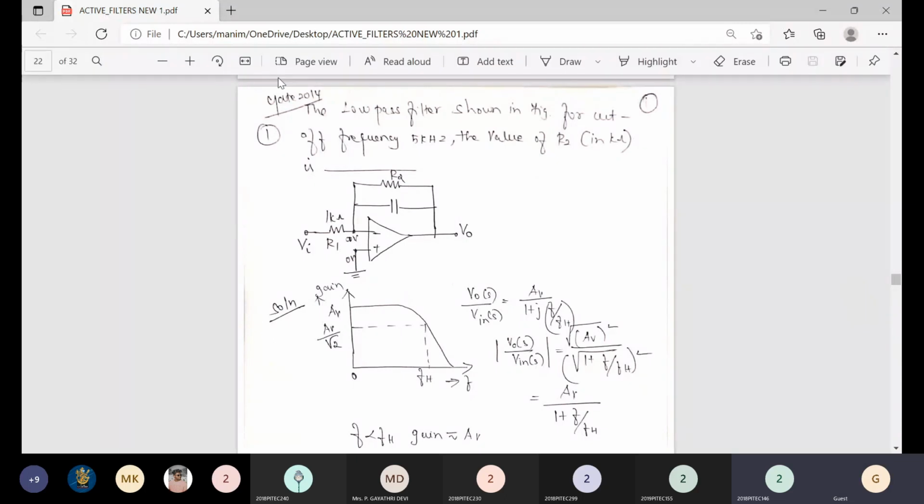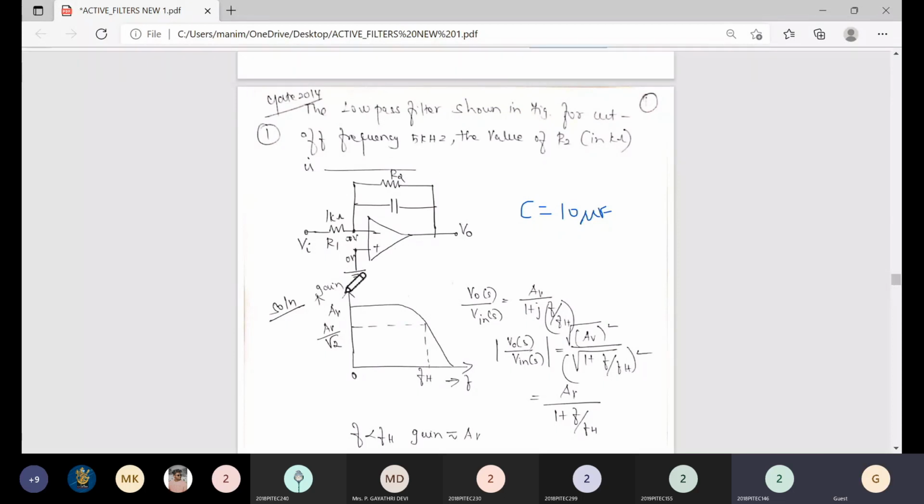They have given the capacitance value as 10 microfarad. They are asking for the resistance value, right? And they have given the cutoff frequency. Here you should know the virtual ground concept. Remember the virtual concept.